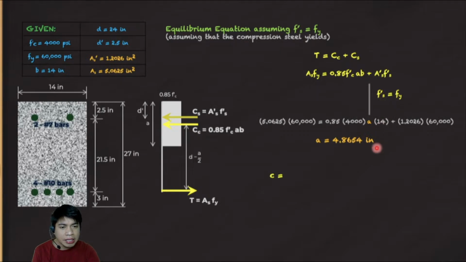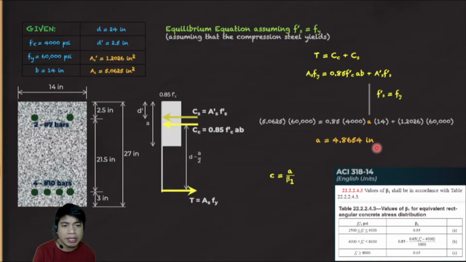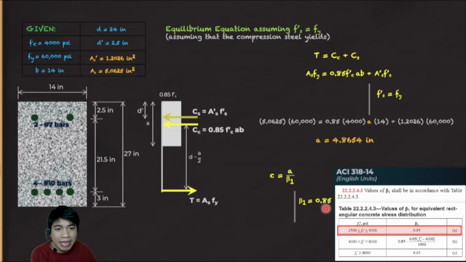So i-compute natin si c, which is a over beta 1. So kailangan natin ng beta 1 dito guys. Of course, gagamitin natin yung ACI code kasi this is an English unit na problem. Sabi sa ACI, yung ating beta 1 ay nakadepende sa value ng fc prime, which is nandito sa table, 4,000 psi. So dito siya nabibilong, that means our beta 1 is equal to 0.85. Kapag substitute natin si beta 1 at si a sa ating equation, then yung ating c will be 5.724 inches.